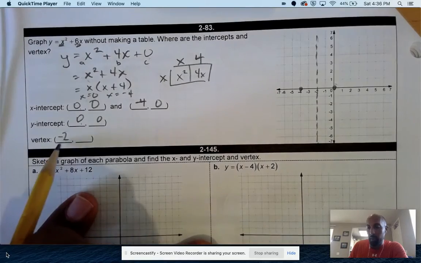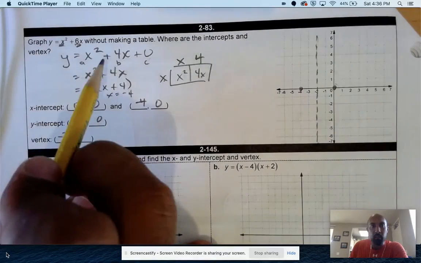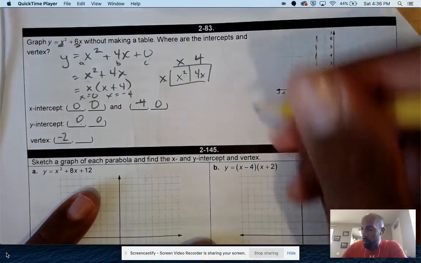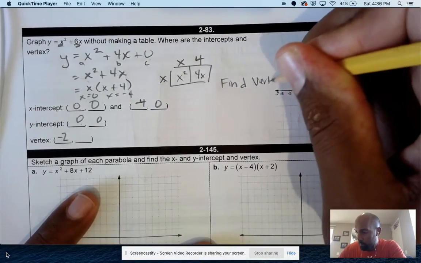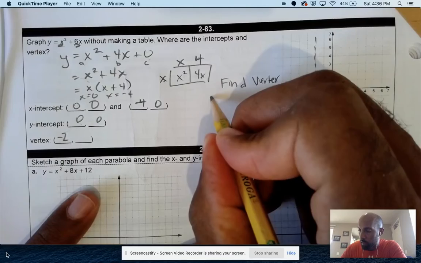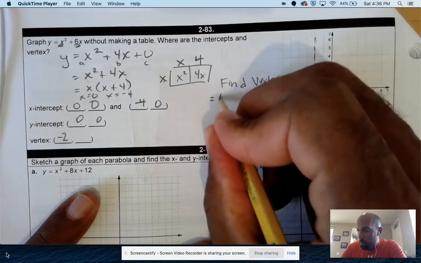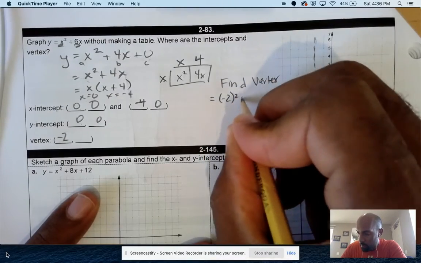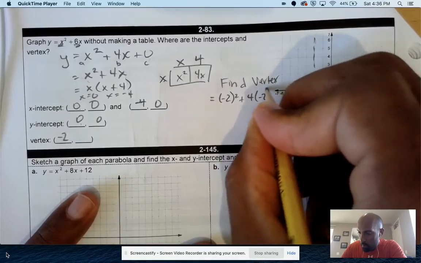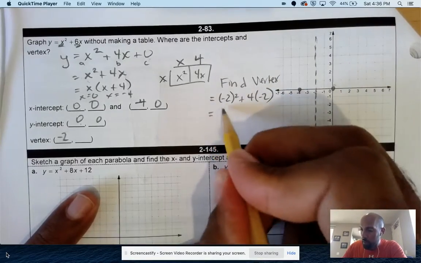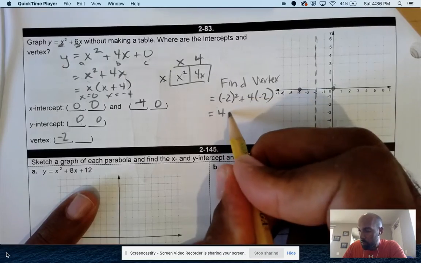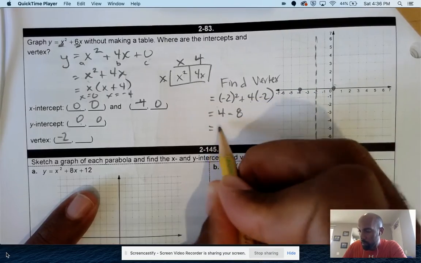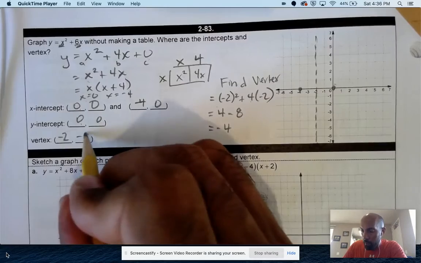So if we know the x value, all we've got to do is plug that back into the equation and find the y value. So, find the vertex. Okay, so we're going to plug in -2. So -2 squared is +4, because -2 times -2. And then 4 times -2 is -8. 4 minus 8 is -4. So there's our y value.